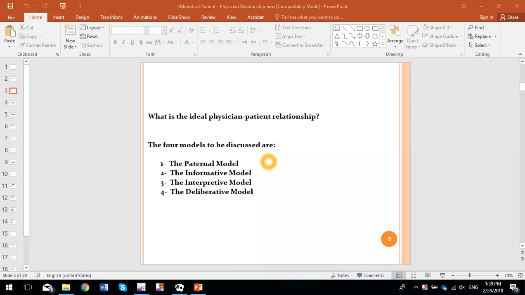Now, the question arises: what is the ideal physician-patient relationship? There are so many models put forward to explain what the ideal physician-patient relationship is, but they came up with the four more famous models to be discussed here, which are the paternal model, the informative model, the interpretive model, and the deliberative model.